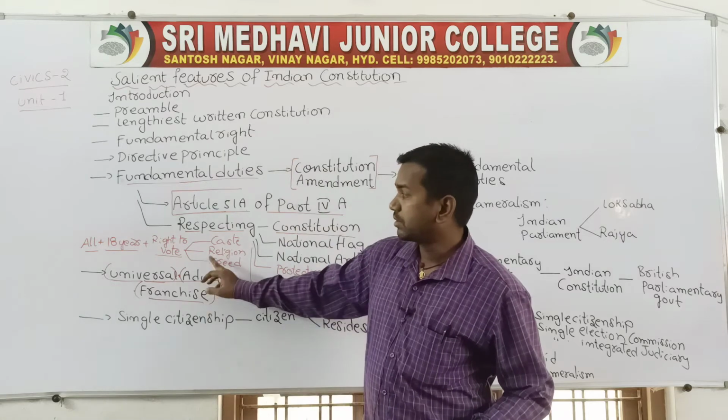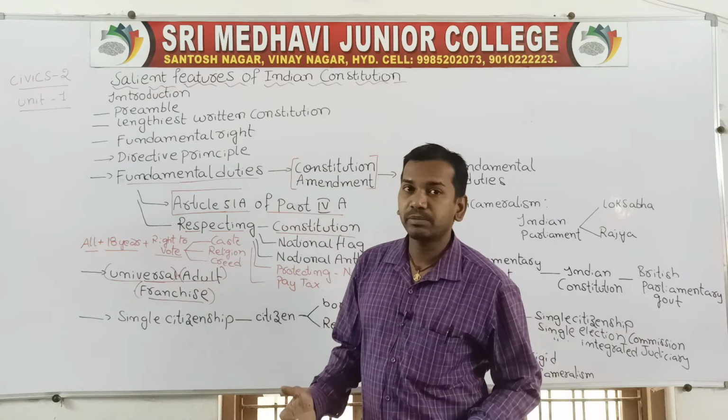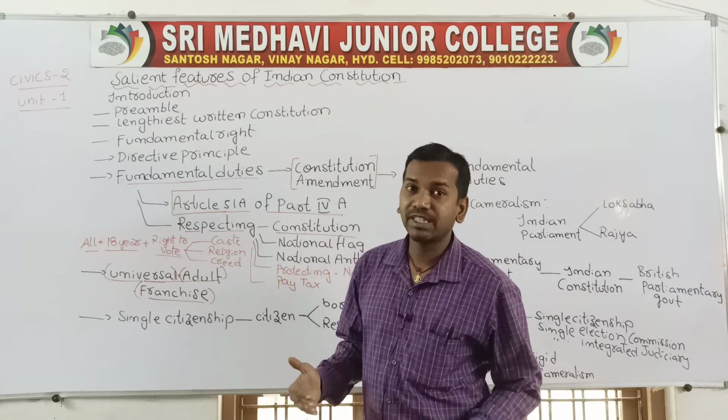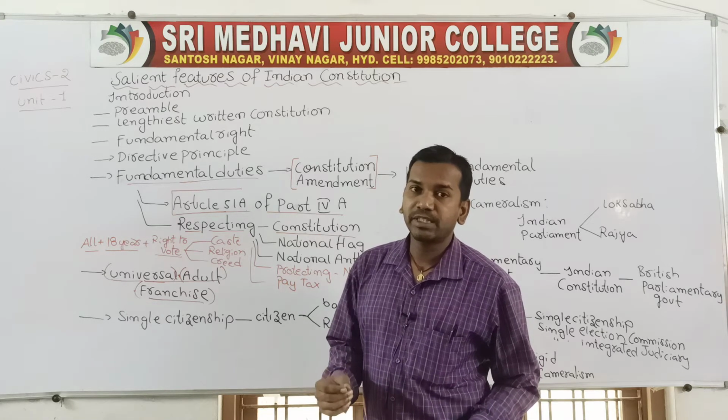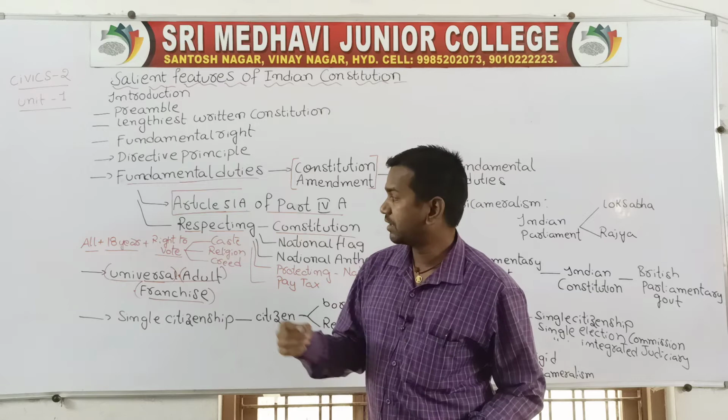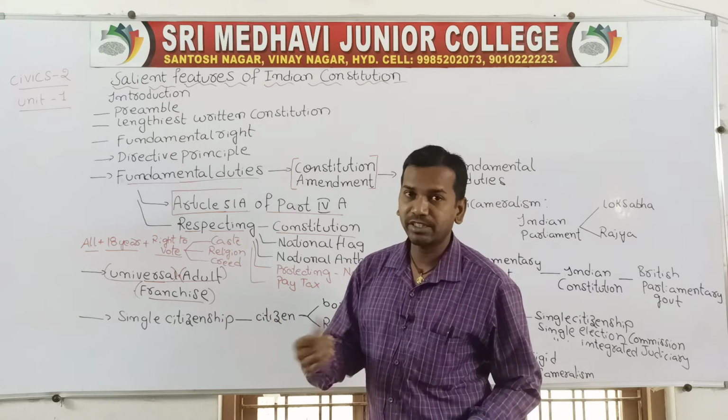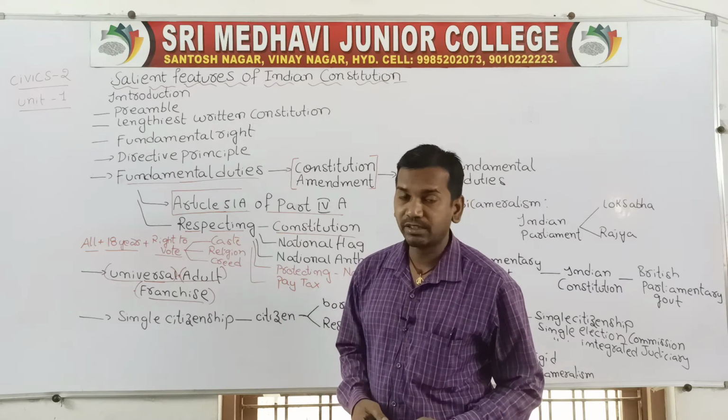So here also, universal adult franchise means all the people who complete 18 years of age will get the right to vote. Anybody in our country, if they have completed 18 years of age, will get the right to vote as a citizen. So that is called universal adult franchise.